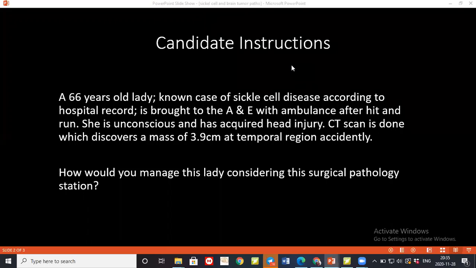Can you please tell me what is the most common primary brain tumor in elderly patients? It can be either high grade or low grade. High grade such as medulloblastoma, glioma and glioblastoma multiforme. Low grade can be pineal tumor, pituitary tumor, astrocytoma, or neurofibroma. Very good. Can you please tell me what are the manifestations of brain tumor?